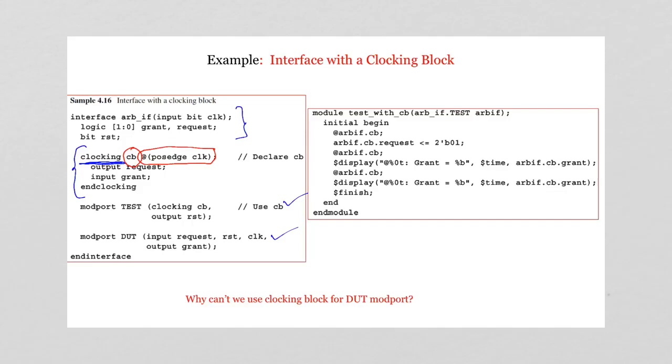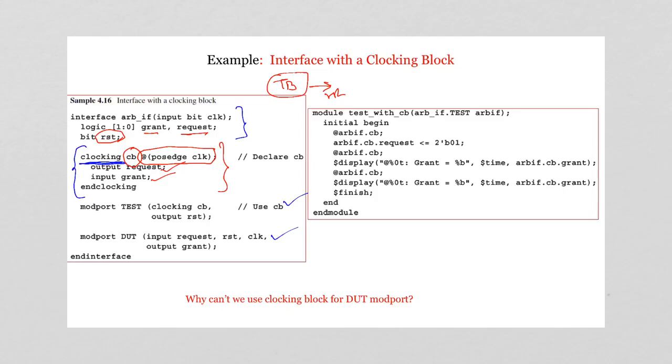Only the synchronous signals of the test bench should be specified: output request, input grant. You have not specified reset in this clocking block, which means reset is used separately. Reset is also an output of the test bench, but it is an asynchronous signal, so it is not specified within this clocking block. The only synchronous signals are grant and request. Request is an output signal for the test bench, and grant is an input signal for the test bench. So you are specifying the directions, along with the edge over which it must be synchronous.